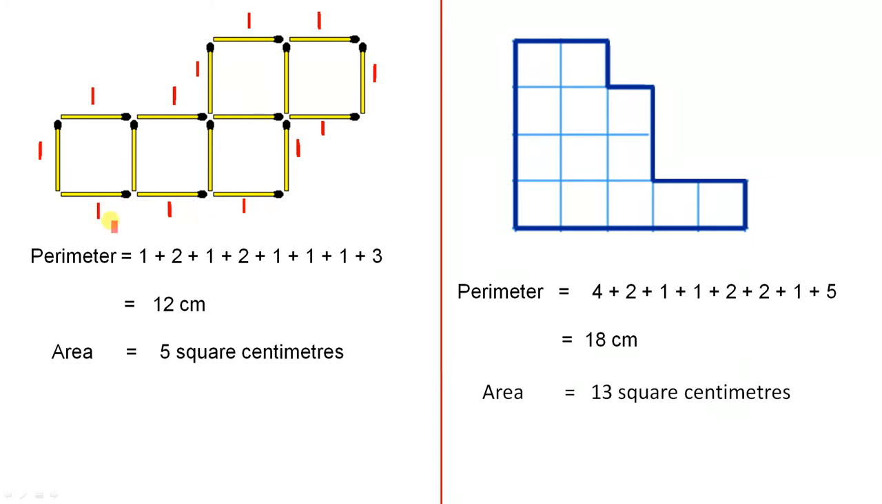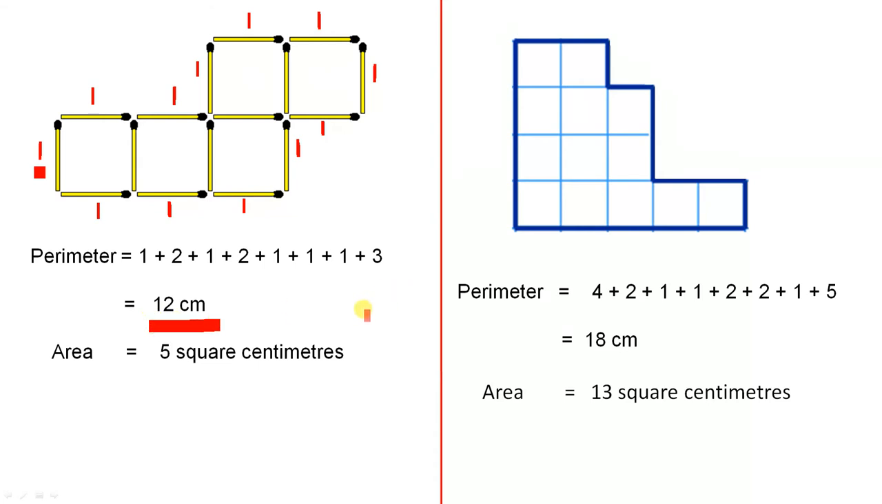Okay, here we go. This 1 represents that one. That 2 represents along there. This 1 is that one here. This 2 represents along there. That 1 is there. This 1 is there. This one is there, and the 3 is along there. So when we add all those together, we get a perimeter of 12 centimetres.